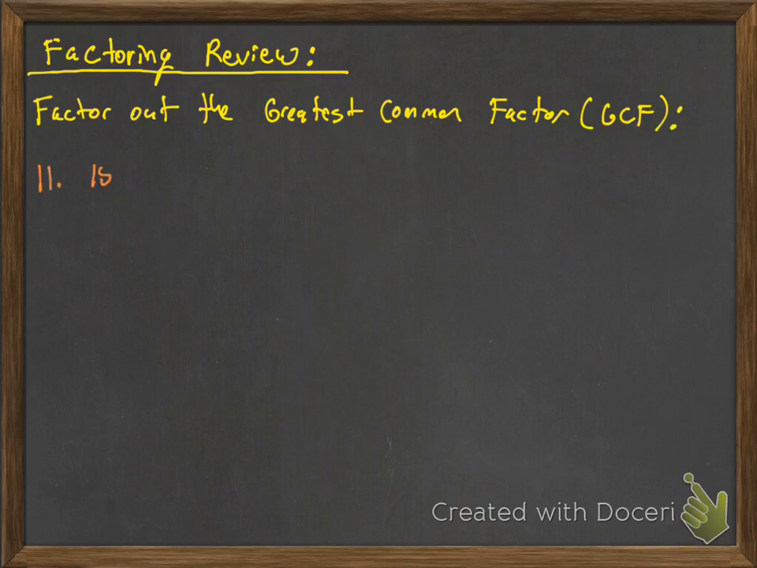Alright, so we're going to factor 15x to the fourth plus 5x squared, okay? So for the GCF, 5 goes into 5, 5 goes into 15. So that's your greatest common factor for the numbers. Now you have x squared and x to the fourth, so the greatest number they have in common is x squared. So the GCF here is 5x squared, and so that's what we're going to factor out.